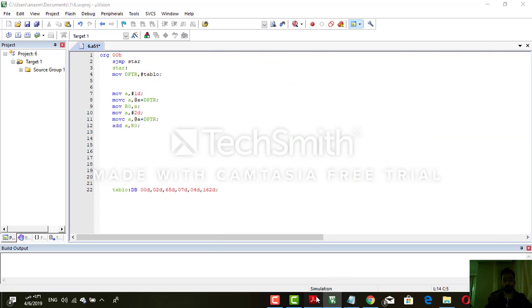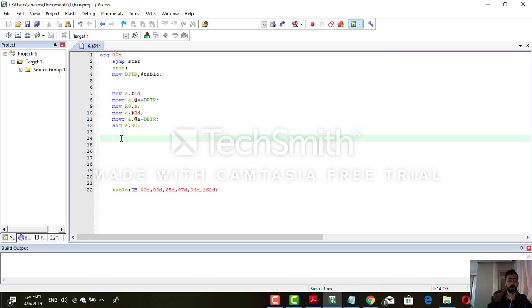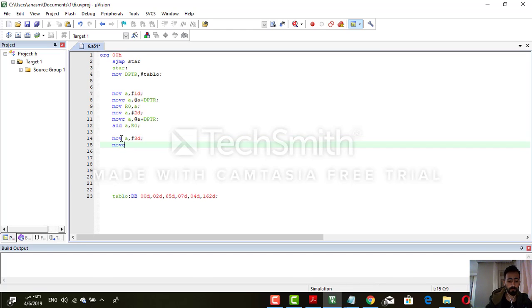So the third one: subtract the third number from result B. So we have to find firstly the third number, as we do above, at A. Point 3 decimal. The third number, move C, A plus A at a pointer.